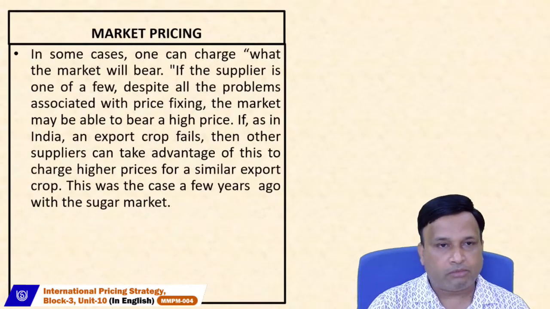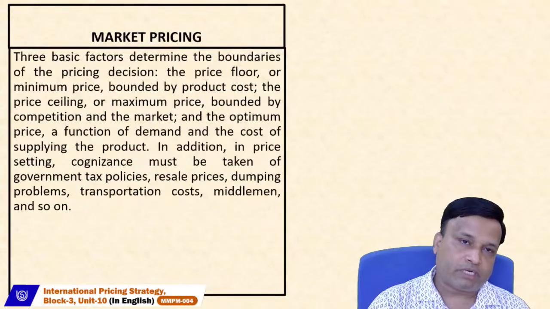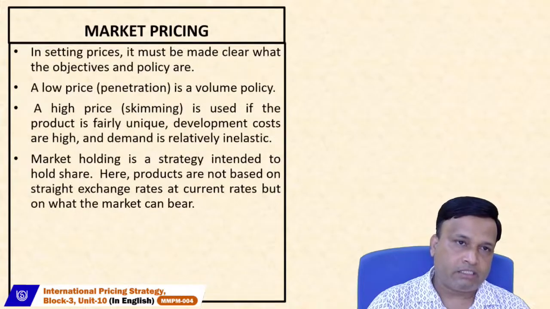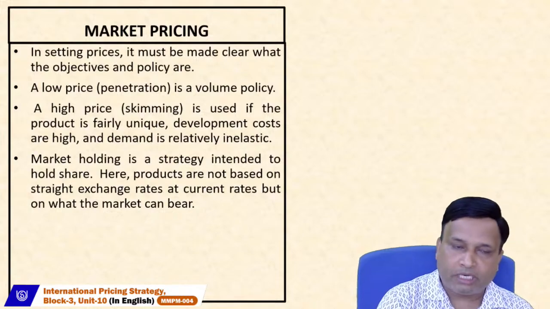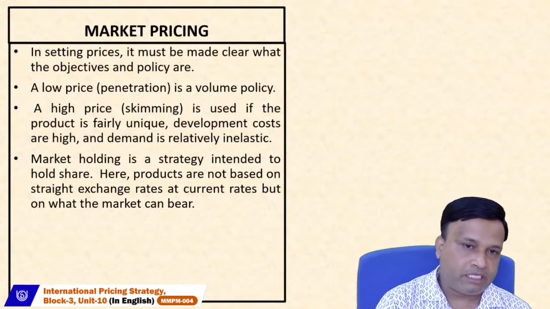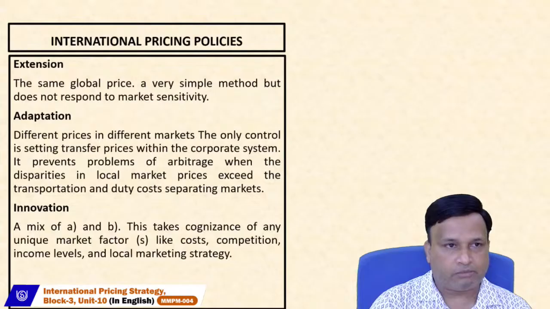In some cases, the market decides, and you also have to think about the other legal aspects involved as far as pricing is concerned. Three basic factors we talk about: market pricing, price floors, and minimum price. In market pricing, we talk of two options: low price, penetration pricing, or high price, skimming pricing. You can go for skimming or low price, keeping in mind your objectives.